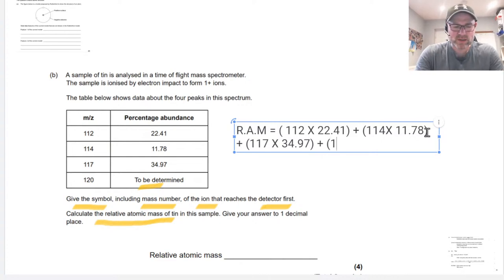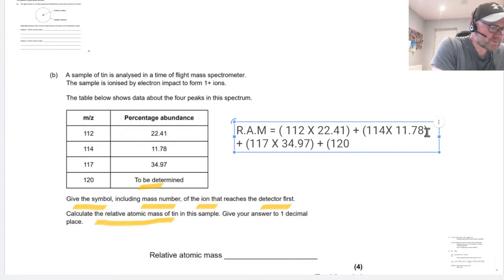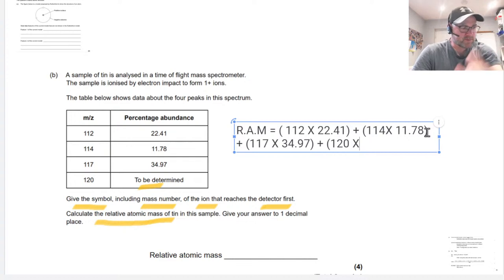Now, we know this one's 120. What must the percentage be? Okay, Lewis, but what was the percentage? What should they all add up to? The percentages. So, Gabby, what should all those percentages add up to? Yeah. So, what's the missing one? Hopefully, they all add up to that. Otherwise, I will be bamboozled too. Take away 34.97. So 30.84 was it? The missing percentage to be determined.